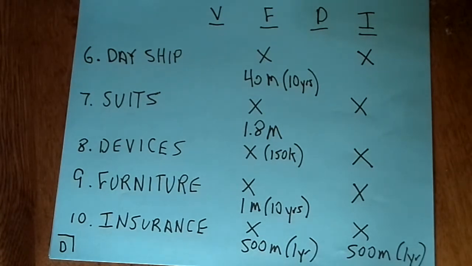The day ship for the day excursions, to me, is also a fixed cost. And again, I divided the $400 million by 10 years and came up with a $40 million cost per year. I also decided that this is an indirect cost. The suits, $1.8 million per year. I decided those were fixed.